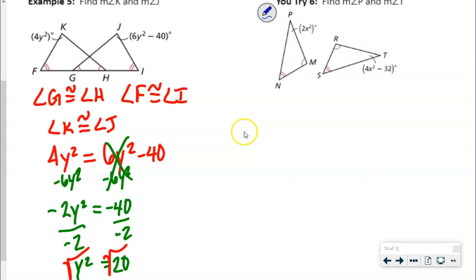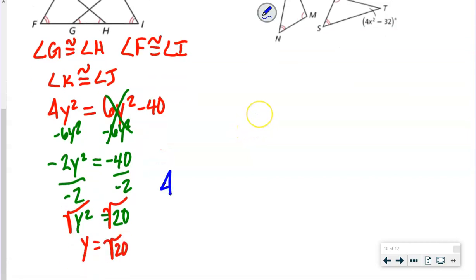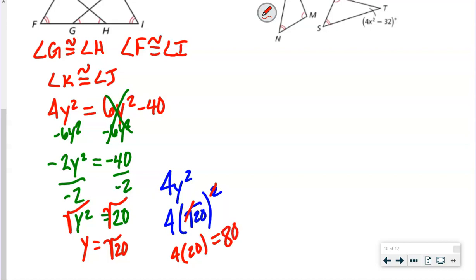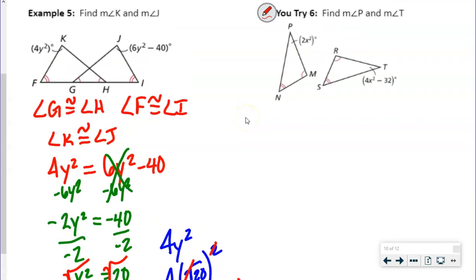So when we do this, we're going to do 4y squared. So 4y squared, right? So what are we going to do? We're going to put that square root in there. So we're going to do 4 square root of 20 squared. Hopefully you guys remember that when you square a square root, they cancel each other out, right? So this and that cancel each other out. So it's just going to be 4 times 20, which is what? 80 degrees. And what do you know about both these angles? You know that they are both 80 degrees, right? Because they are congruent. Okay?